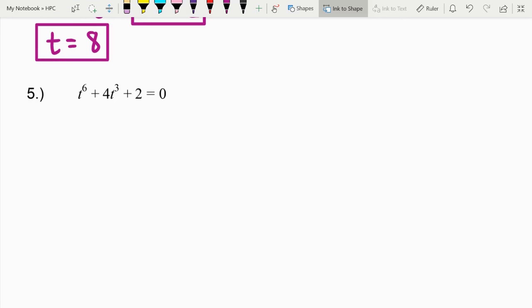Okay, looking at example 5, we have t to the 6th plus 4t to the 3rd plus 2 equals 0. So we have exponents raised to large powers. So let's think what can make that a little bit easier for us. We can let x equal t to the 3rd power. That would have us working with x squared and x.